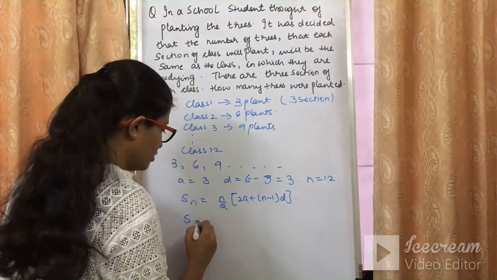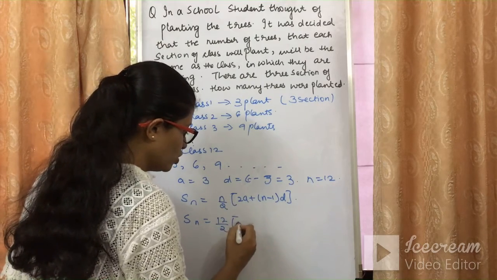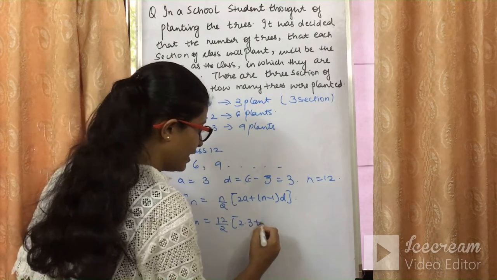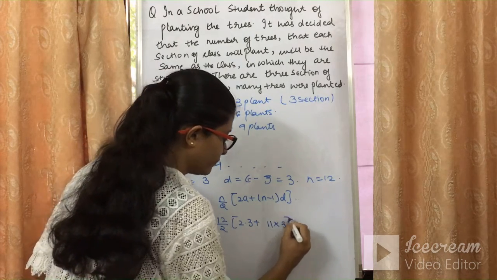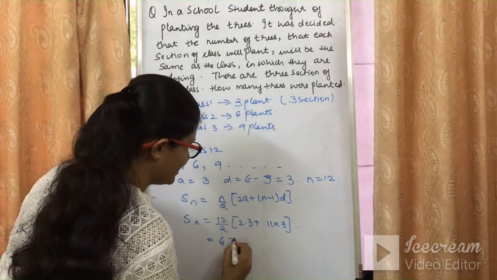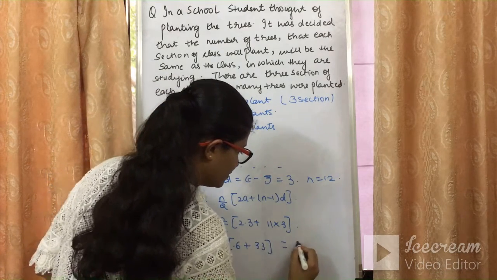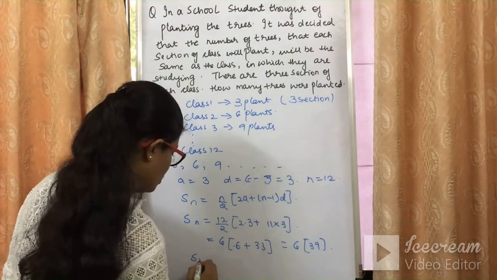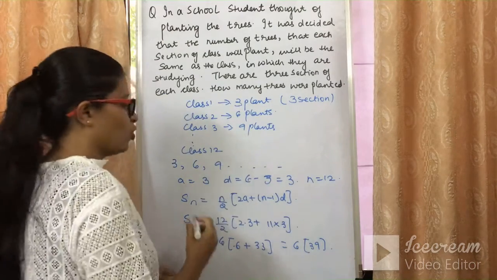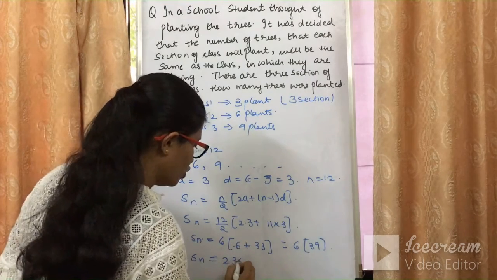Let's solve. So Sn comes out to be, what is n? 12. 12 divided by 2, 2 into 3 plus n minus 1. n is nothing but 12, so 11 into 3. If I solve it, it will be 6 into 6 plus 33. So it comes out to be 6 into 39. So the total number of plants which is going to be planted by the school will be 234 plants.